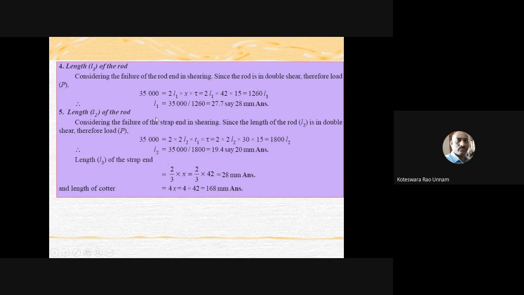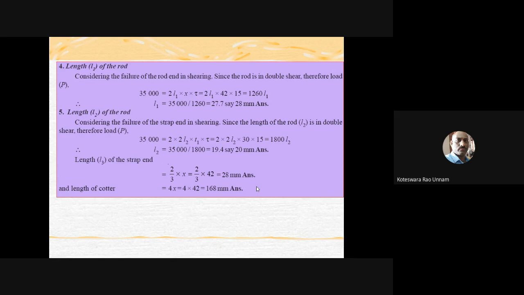Once you have that, L3 will be taken as 2/3 of X, which is nothing but 28 mm. And the length of the cartridge is taken as 4X, which is 4 into 42, which is 168 mm. So like this, you can find the dimensions of this Gibbon cartridge joint.